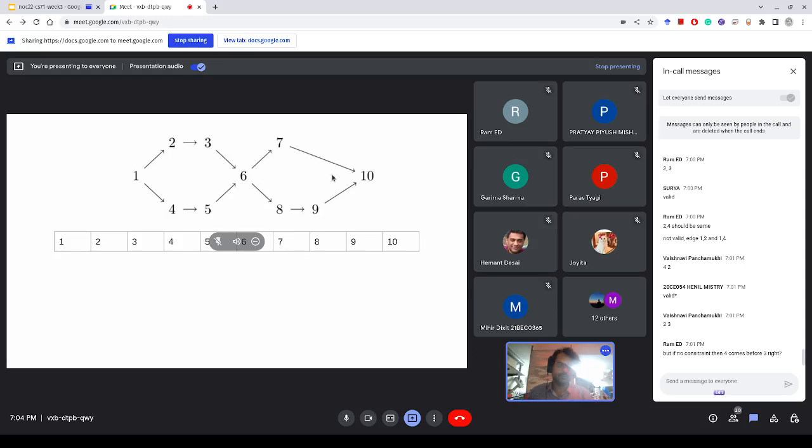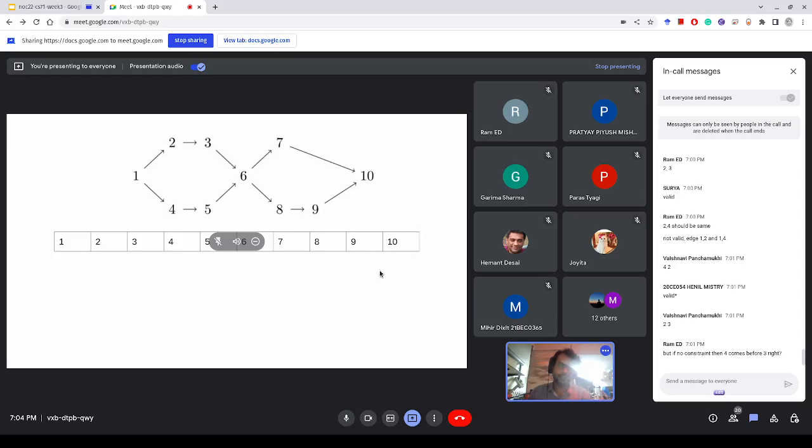Similarly, out degree is defined as the number of edges going out of your node. So if you look at 10 here, 10 has an out degree of 0. There are no edges that are coming out of 10. So basically 10 has to be written at the end.